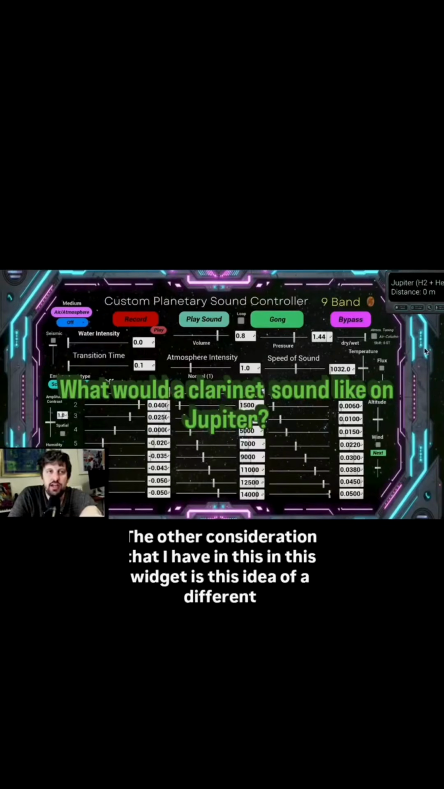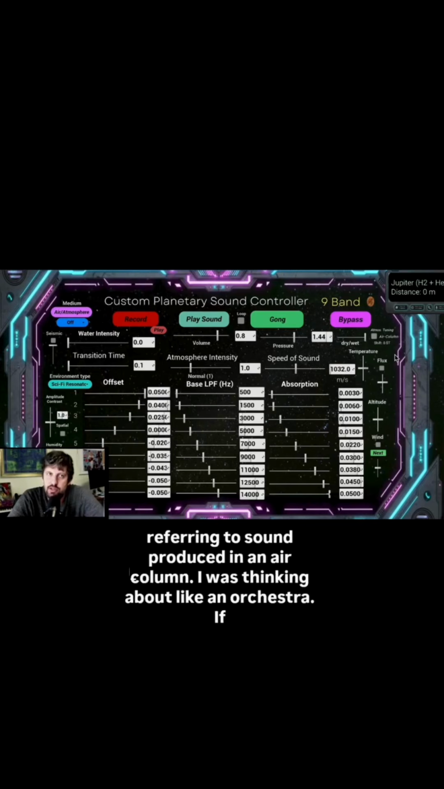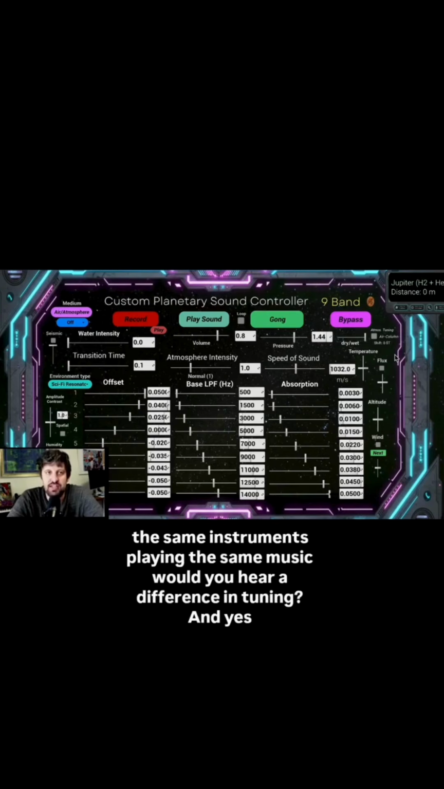The other consideration that I have in this widget is this idea of different planets having different tunings. I don't mean every sound. I'm particularly referring to sound produced in an air column. I was thinking about an orchestra. If you were to put an orchestra on different planets, would they sound different? If they were the same instruments playing the same music, would you hear a difference in tuning?